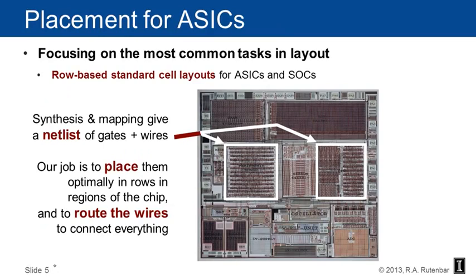So, placement for ASICs. We're going to focus on the most common tasks in layout, and what we're going to focus on are layout tasks associated with row-based standard cells. So, synthesis and mapping is going to give us a netlist of gates and wires. Our job is to place them optimally in rows on regions of the chip and to route the wires that connect everything. So this is a chip I showed way back at the very early lecture, the introduction to the class, and I'm just highlighting two regions on this chip that are actually rows of standard cell logic. That's the job that we're going to do when we start looking at the layout problem.